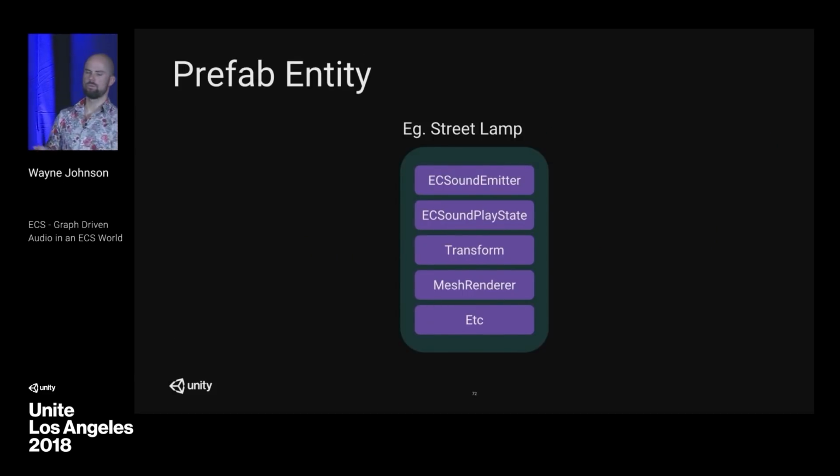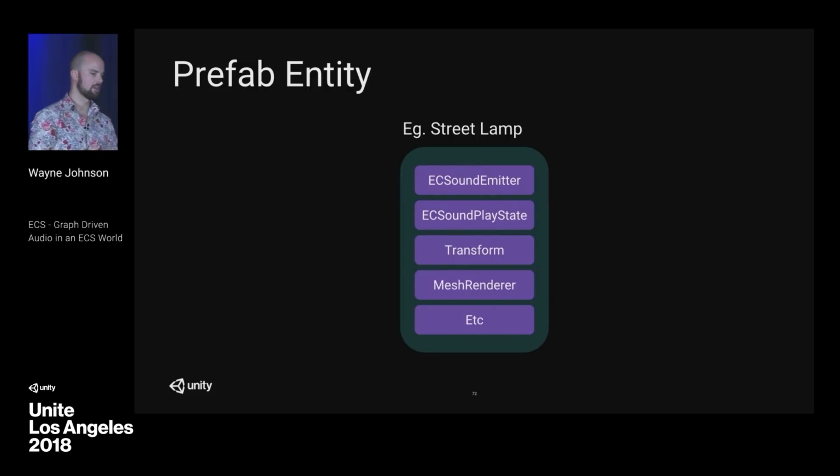Let's take a look at what one of these prefab entities actually is. You've got an AC unit. What does it contain? Or a street lamp here? It contains a lot of different things. Obviously, your transform, your mesh render, and everything else that you needed by the other subsystems. And it also contains one of these EC sound emitter components.